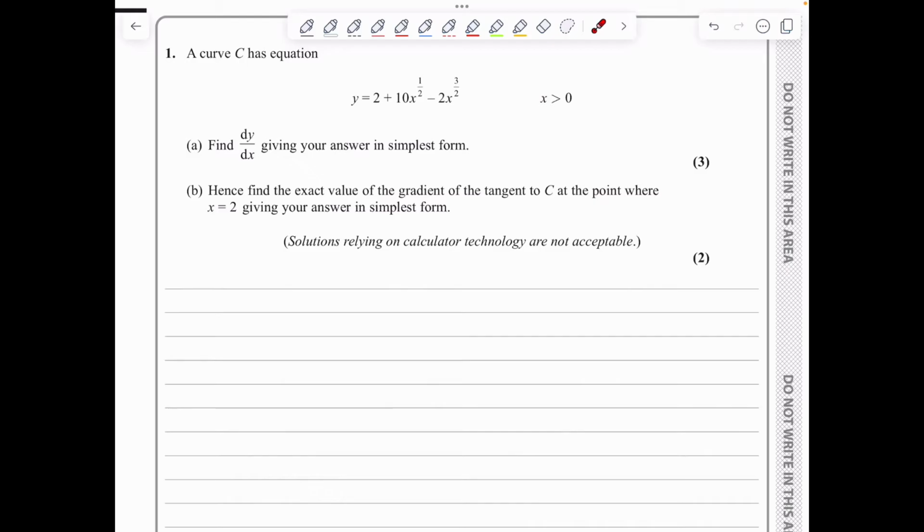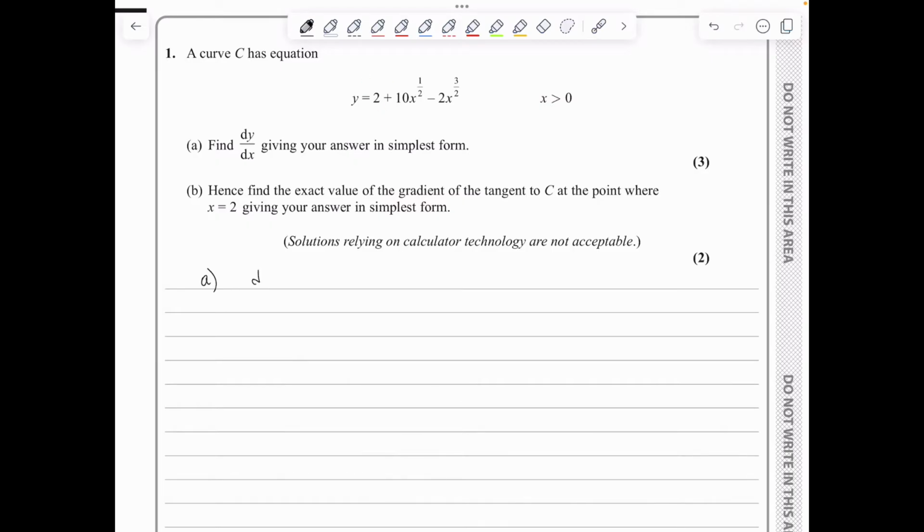In question 1, we've got a curve C with equation y is 2 plus 10x to the half minus 2x to the 3 over 2. And in part A, we need to find dy/dx, giving our answer in its simplest form. So we know that in differentiation, we multiply by the power and deduct 1 from the power. The derivative of 2 is 0.